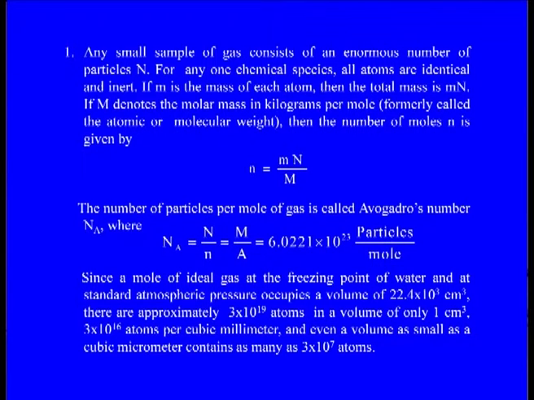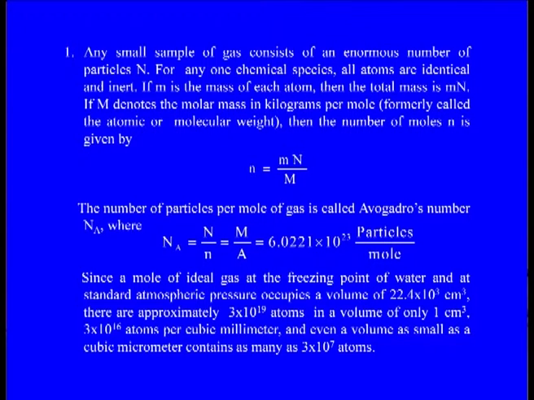The number of particles per mole of gas is called the Avogadro number N_A, which is defined as the total number of particles N divided by the number of moles n, which is nothing but 6.022 times 10 to the power 23 particles per mole.